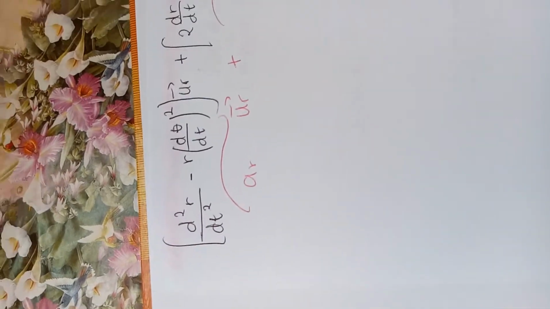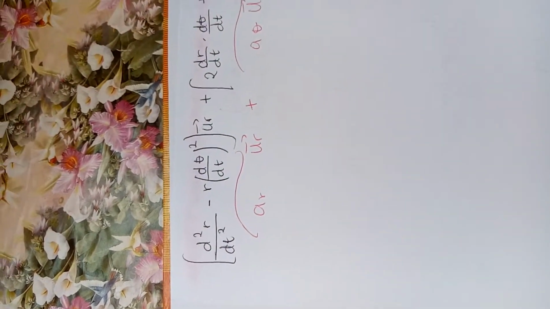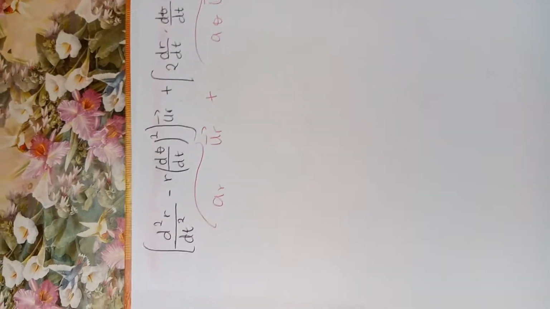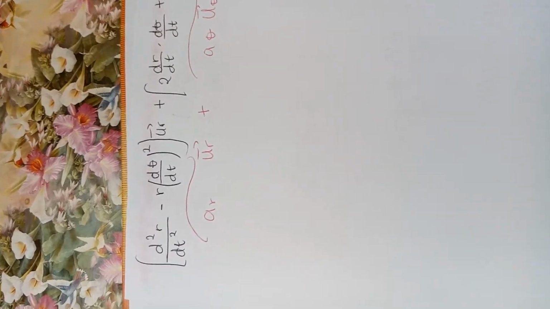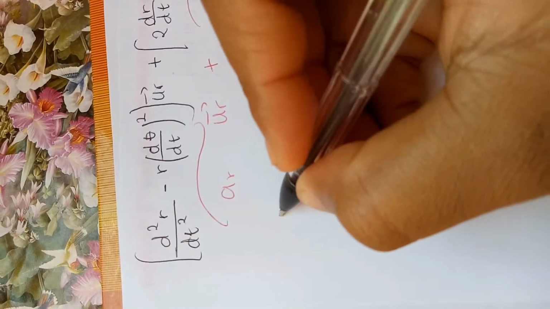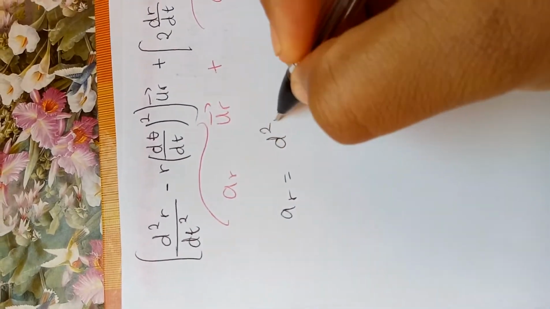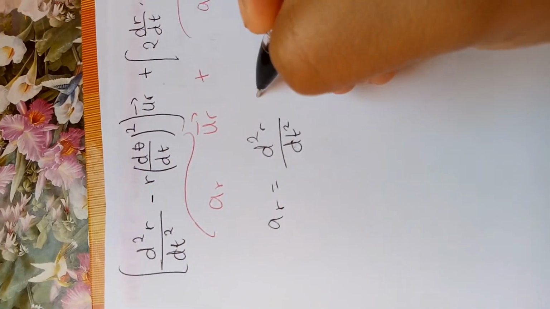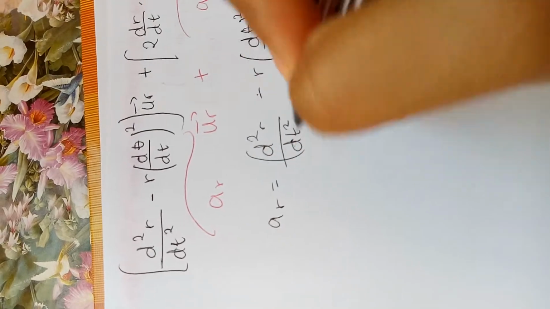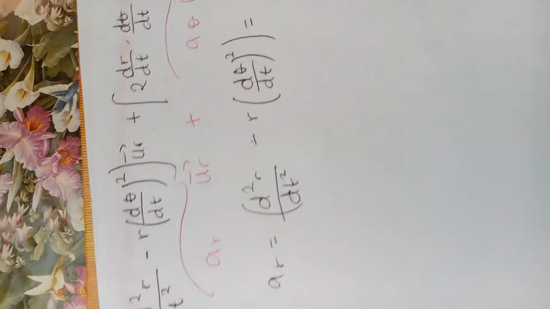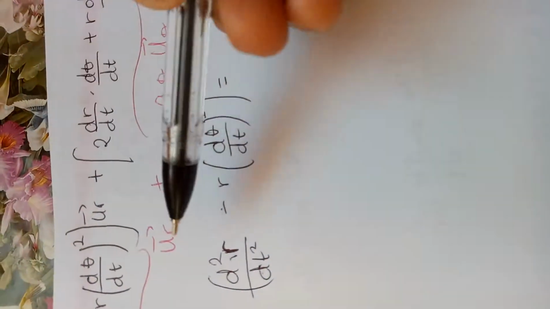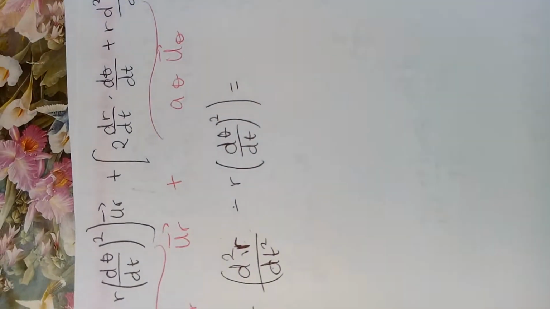Now, there's a way you can use to remember this expression without having to write it this big. I'll take it down one by one. So I have AR is equal to d square R over dt square minus R d theta over dt square. You know, this is R, so this is d square R, so it is derived twice.